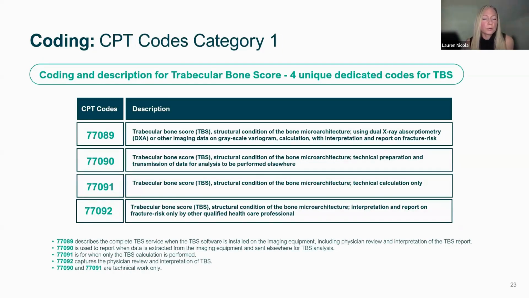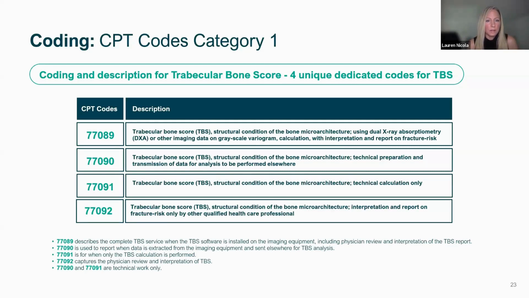So 4 new codes were created to cover TBS, and the code structure is a little bit unique. It was designed specifically for TBS to account for the different ways that the service could be provided. It's a little bit unusual compared to DEXA and some of the other codes in the physician fee schedule. So the first code you see here, the 77089, is the global code.